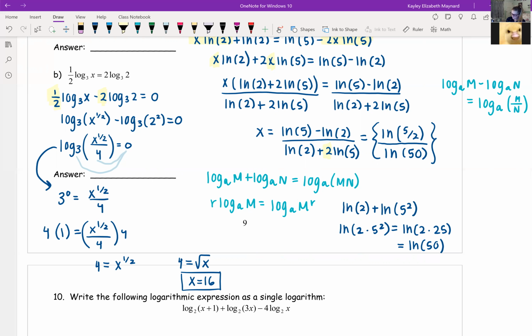So over here, when we go from our, let me use a different color. When we go from our log form down here to the exponential form, so saying log base 3 of x to the 1/2 over 4 equals 0 is the same as saying 3 to the 0 power equals x to the 1/2 over 4. So I rewrite it like that form down below right here. And then 3 to the 0 power is just 1. So this just becomes a 1.